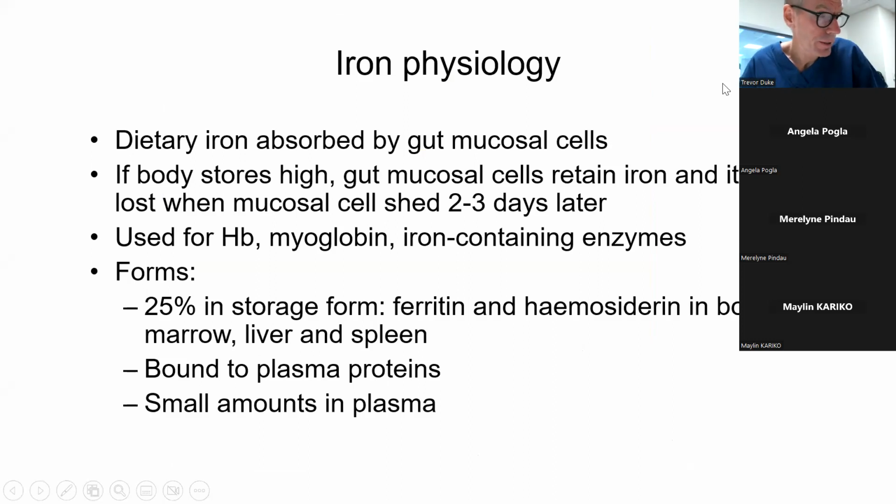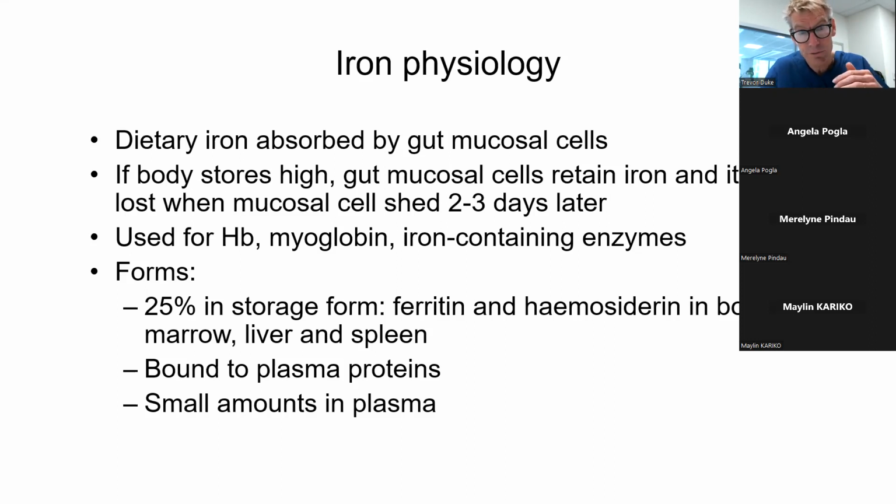I want to talk a bit about iron physiology. I think you might know it, but it's good to know how we absorb iron and how our body regulates the amount of iron we absorb. Most of our iron is absorbed in the small bowel, whenever we eat iron-containing foods, whether it's meat or green vegetables. Then the iron is absorbed by the gut mucosal cells. So we've all got mucosal cells lining our gastrointestinal tract, and the iron is absorbed into them.